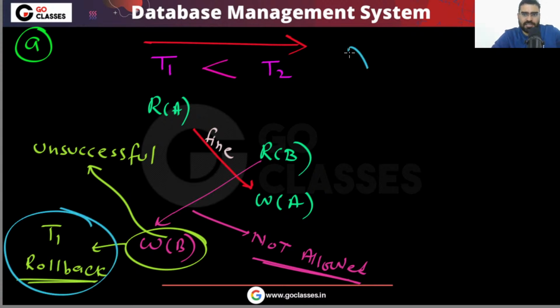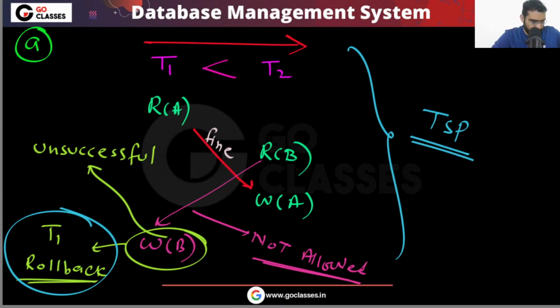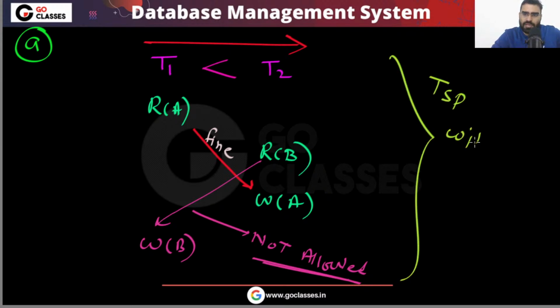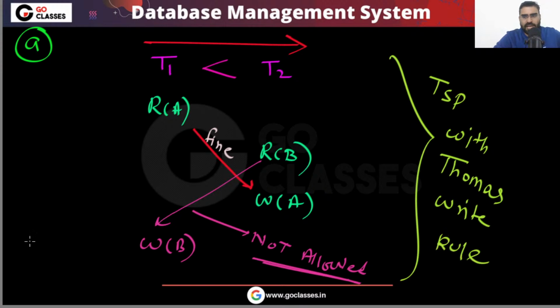This is what happens in the timestamp protocol. Tell me, in the Thomas Write rule, what will happen? Like timestamp protocol with the Thomas Write rule, what will happen in this case?